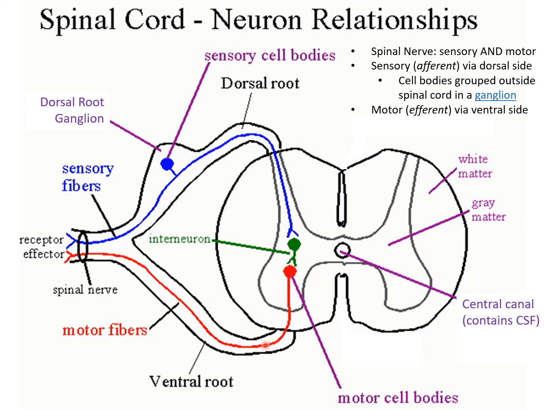Here's a motor neuron, motor fiber, exiting the spinal cord on the ventral side, and then joining together with the sensory fibers to exit the spine and go out to the rest of the body. Okay, so let's add a couple names here.